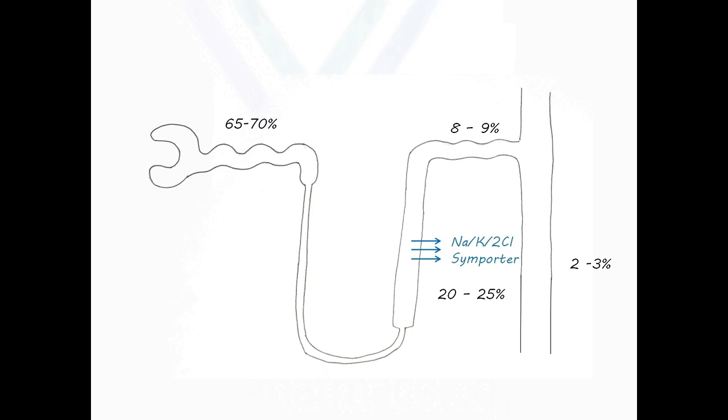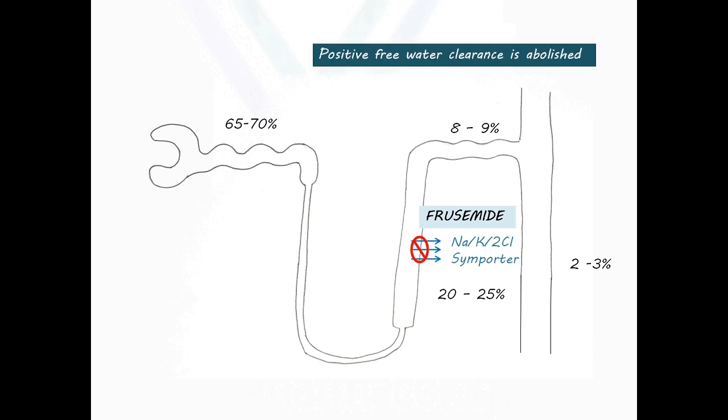Thus, the tubular fluid in the thick ascending limb of the loop of Henle is hypotonic, and thus this part of the nephron is responsible for the positive free water clearance. But our drug, that is Frusemide, acts by inhibiting the sodium-potassium-2-chloride symporter, thus abolishing the positive free water clearance.